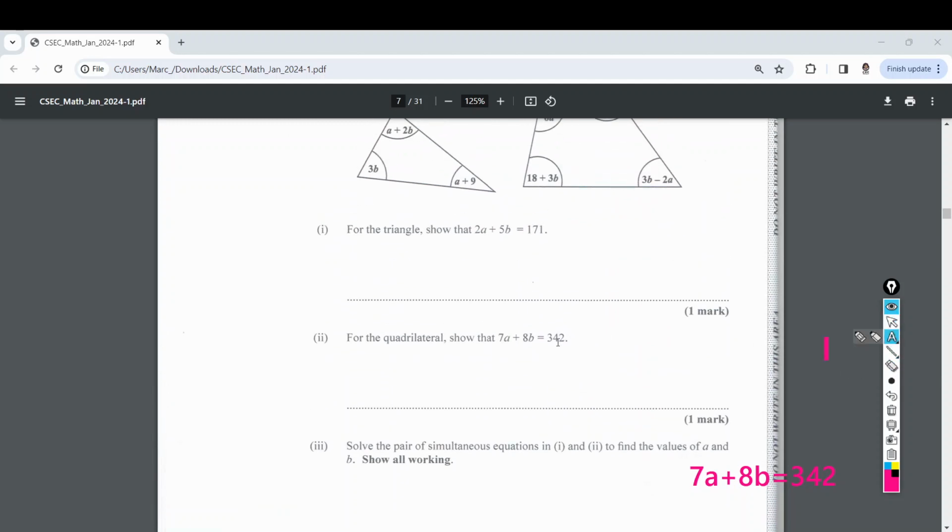The two equations, guys, are 2a plus 5b is equal to 171, and the other one is 7a plus 8b is equal to 342. So guys, if I had 2a plus 3b is equal to 171, that wasn't correct before. I think I made a small error, so make sure to correct that in the previous part here. When it says show that, you should get 2a plus 5b is equal to 171. Simple error, but don't make that mistake in the exam. I think I was probably going a bit too fast.